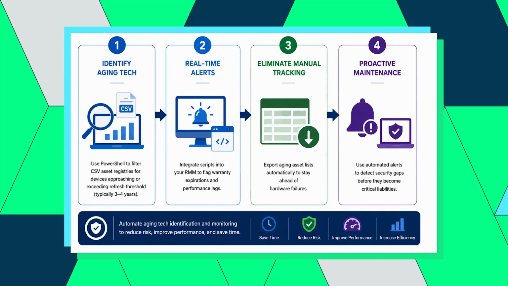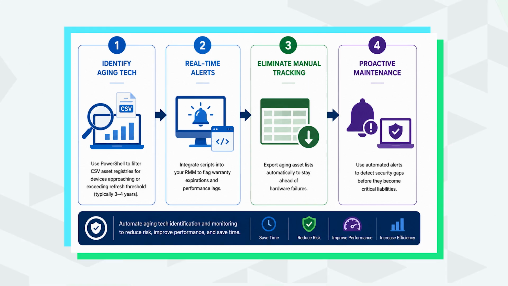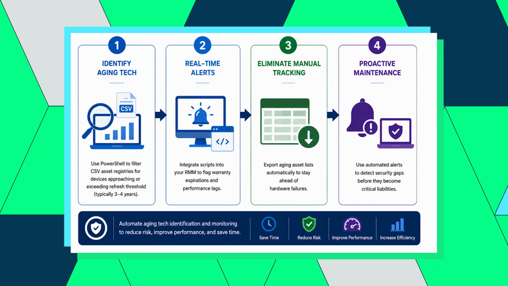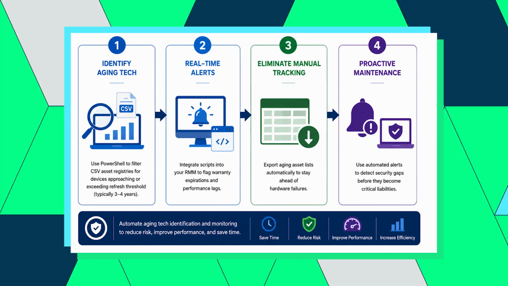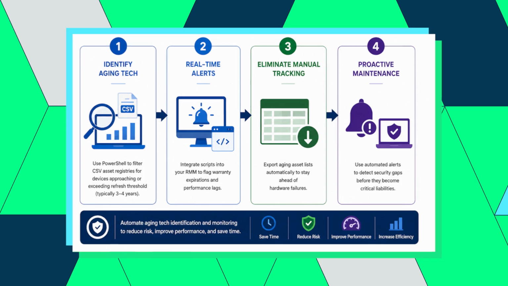Real-time alerts. Integrate scripts into your RMM to flag warranty expirations and performance lags. Eliminate manual tracking. Export aging asset lists automatically to stay ahead of hardware failures. Proactive maintenance. Use automated alerts to detect security gaps before they become critical liabilities.